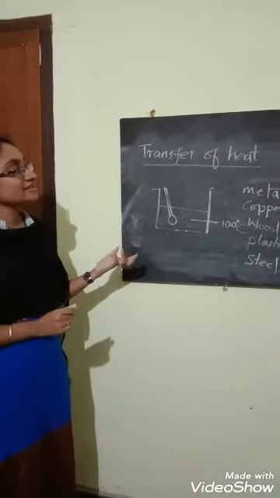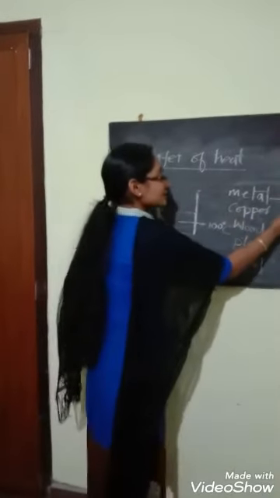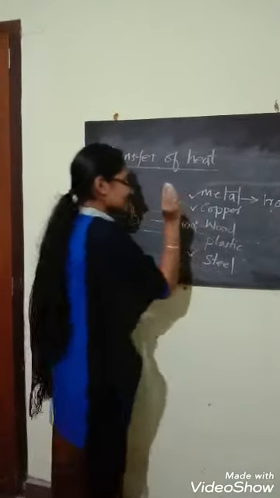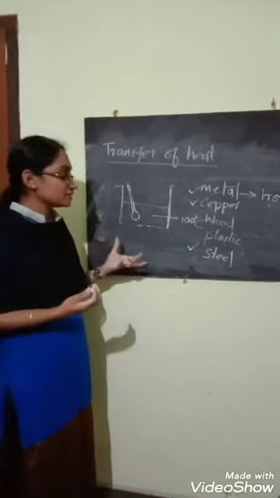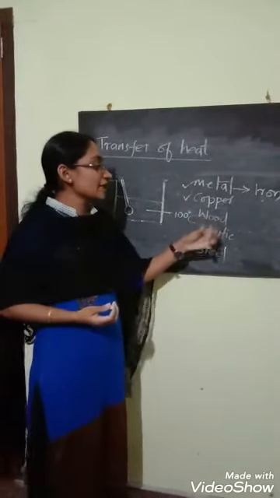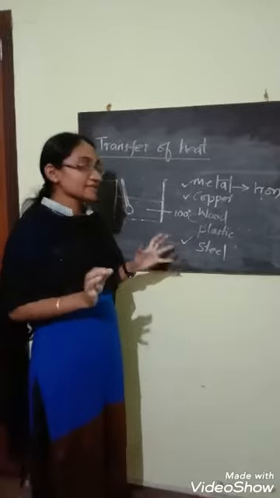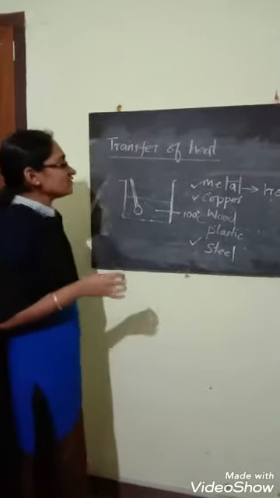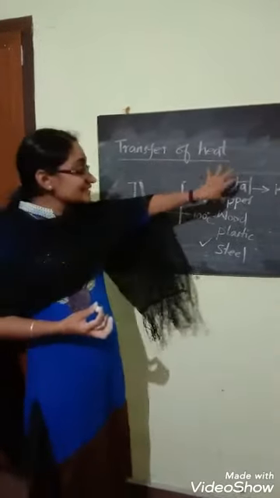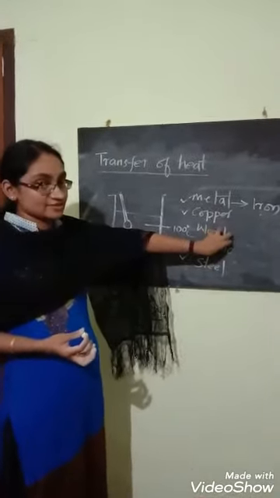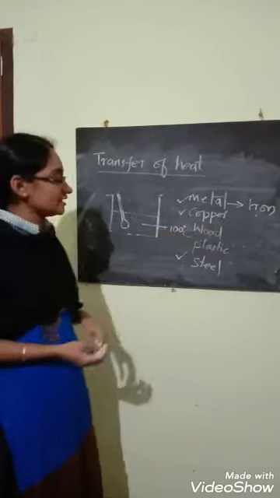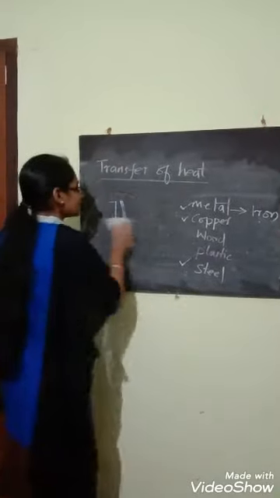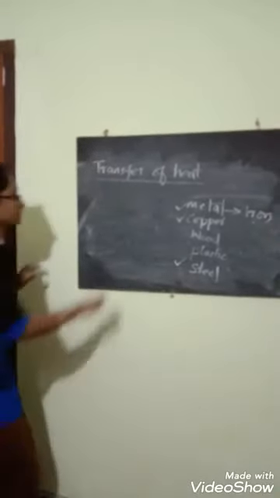Then what is the reason? The metals, that is iron, copper and steel, get heated, but the wood and plastic do not get hotter. Then what is the difference between these substances and these substances? That is the question. Now I am going to classify the substances into two according to this property.